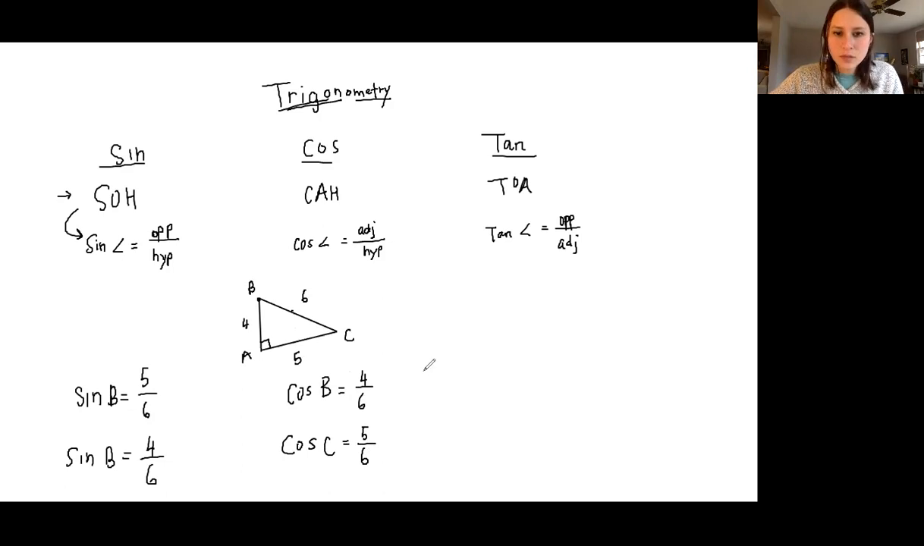Now, tangent, we could do tangent of angle B, tangent of angle C, and try those out. So write our ratios out. Opposite of B is 5. Adjacent to B is 4, so 5 over 4. Opposite of angle C is 4, and what's adjacent to it is 5.